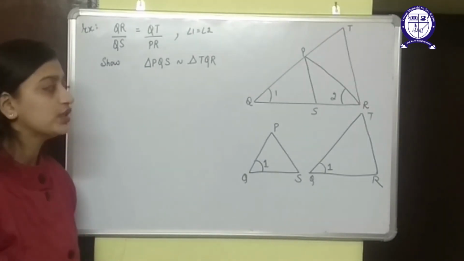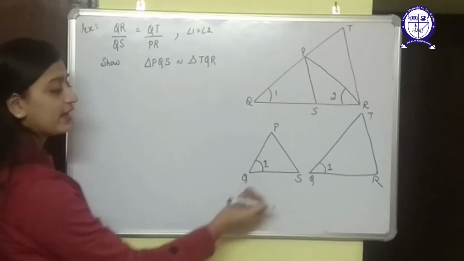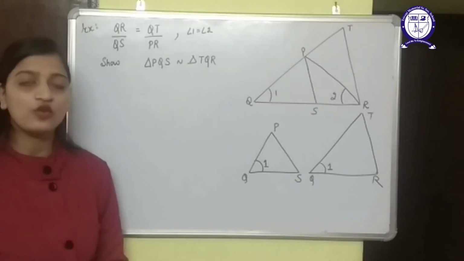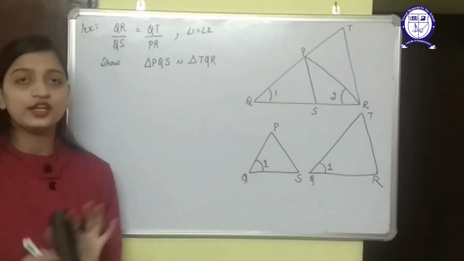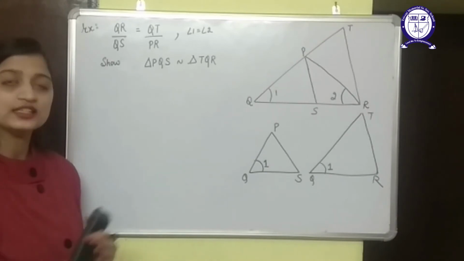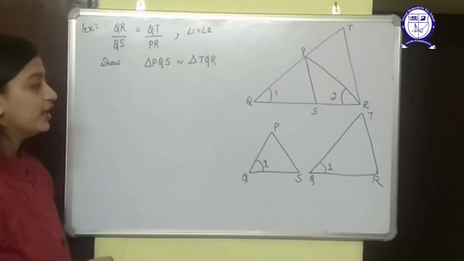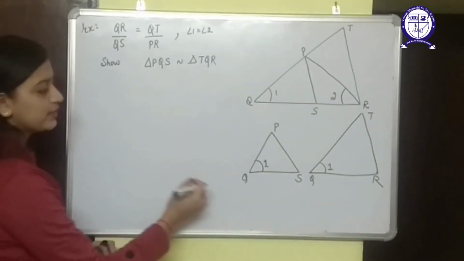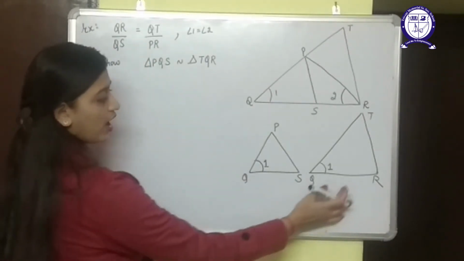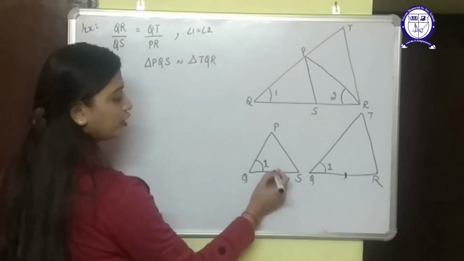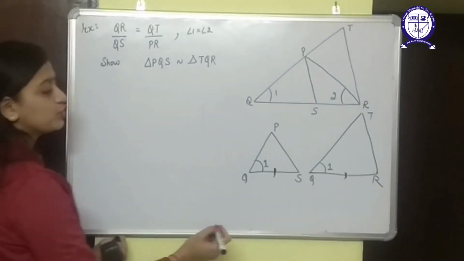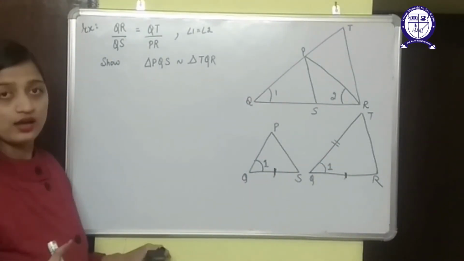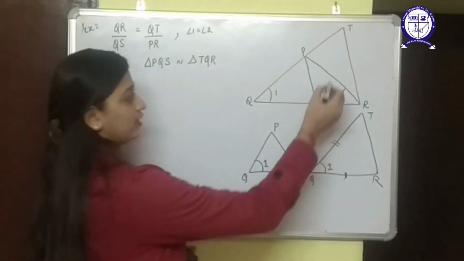Now how to show these two triangles similar? This angle 1 is common in both of the triangles, so obviously the first thing will be this one. Now there is nothing said about any other angle of these triangles. Now let's talk about the sides. We are given QR upon QS is equal to QT upon PR. Okay, we are given this side PR.